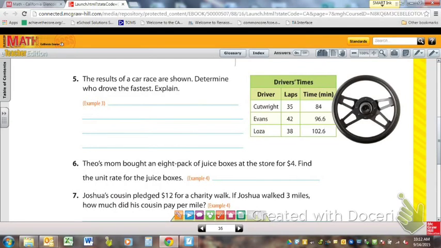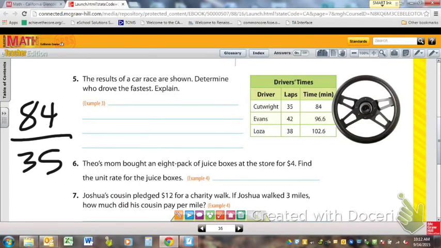Number 5, you can use example 3 for an example, but what you need to do is, it says the results of a car race are shown to determine who drove the fastest. Explain. So being that my laps are smaller than the time, I'm going to have my denominator being the laps. So for Cutright, we have 84 minutes and 35 laps. So he drove 35 laps in 84 minutes.